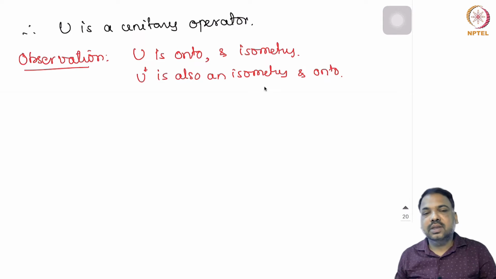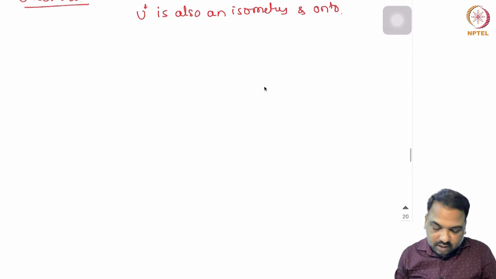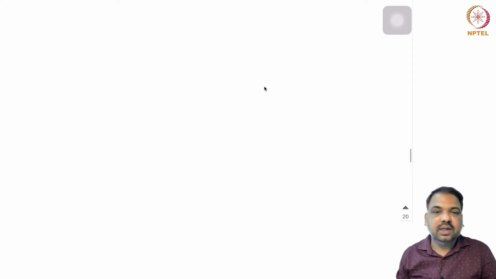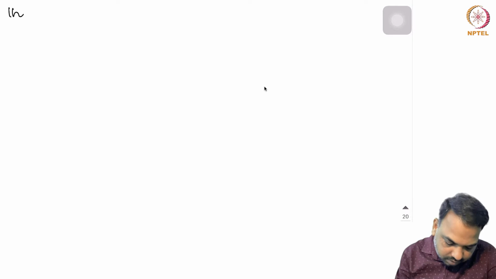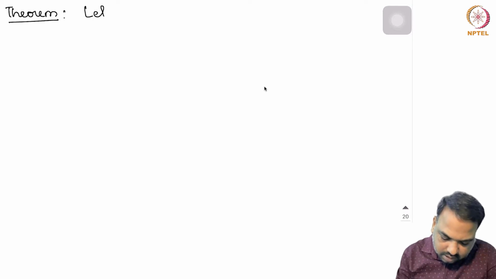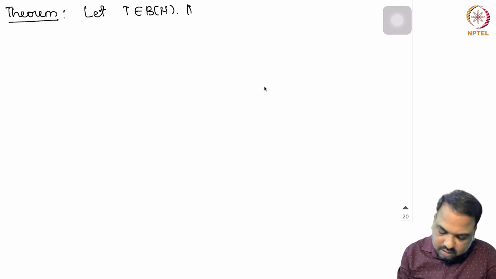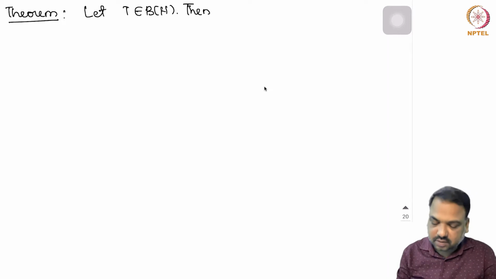In other words, we can say: when is an isometry a unitary operator? So before addressing this question, first we want to characterize isometries, then we can discuss the characterization of unitary operators. Theorem. Let T be a bounded operator on H, then the following are equivalent.